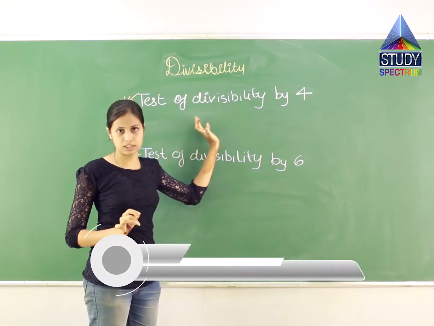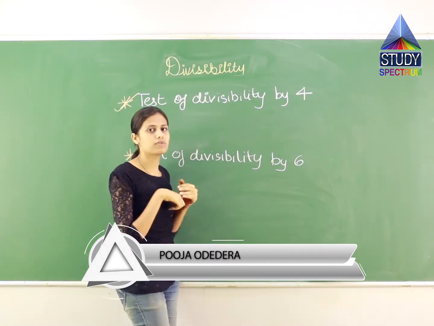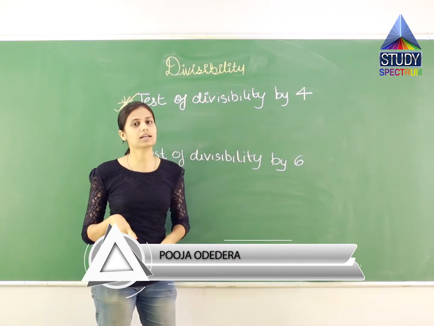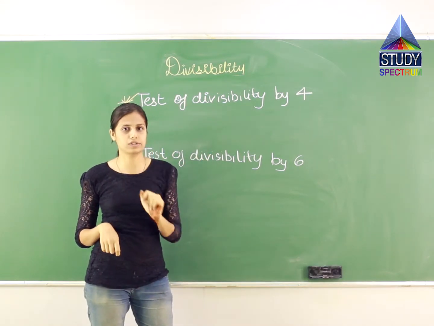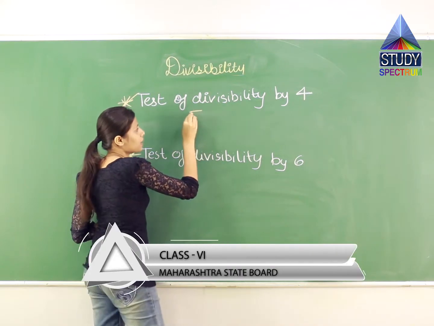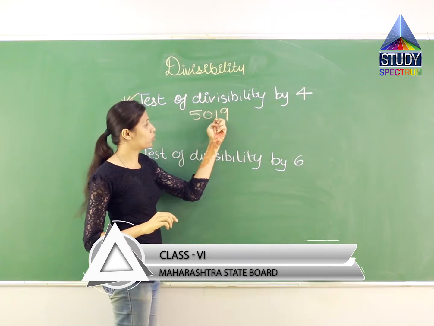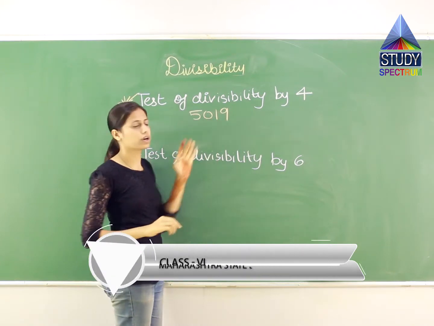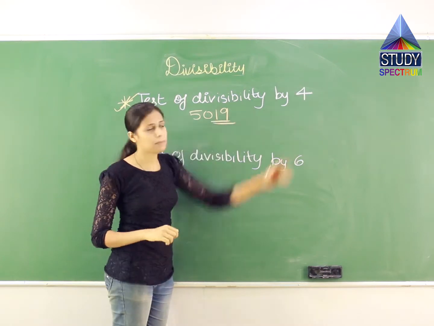Simple, as in the test of divisibility by 2. Here the condition is, just as we were looking at the last digit for the test of divisibility by 2, over here we will see the last two digits. Suppose I say a number like 5019. You have to check the last two digits from the back. So I have 1 and 9 over here. So is this 19 divisible by 4 or not?